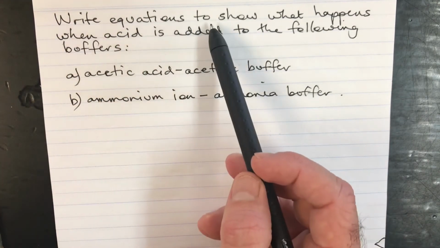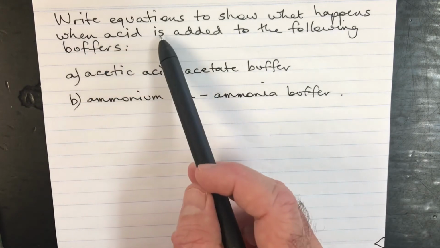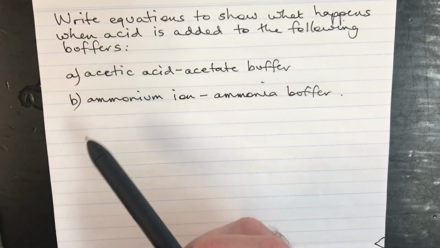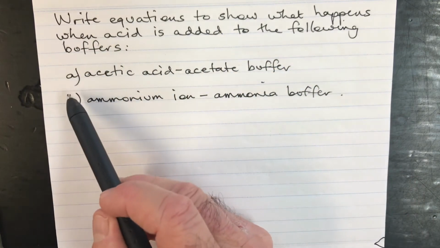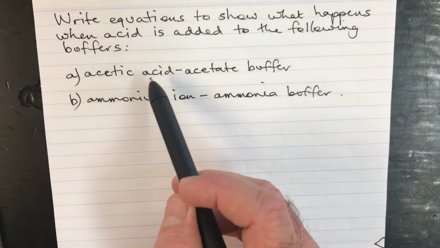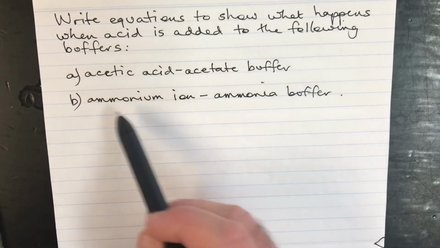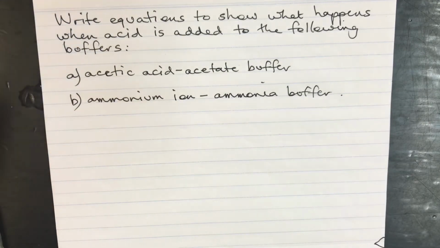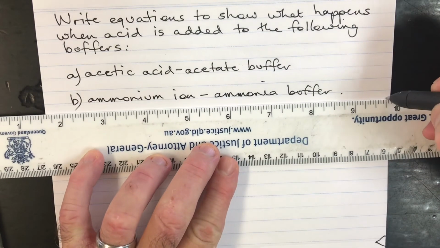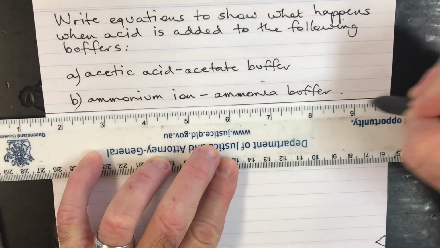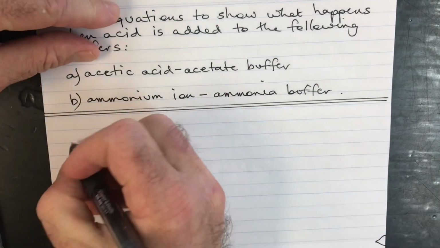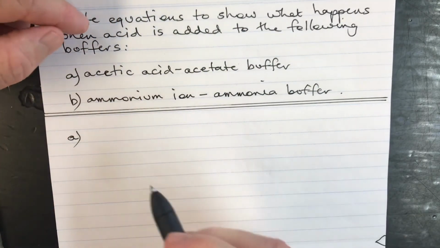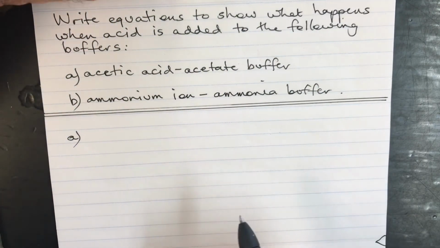Write equations to show what happens when acid is added to the following buffers. We'll work on two problems here: the acetic acid acetate buffer and the ammonium ion ammonia buffer. So let's work on the first part first. Part A, the acetic acid acetate buffer.